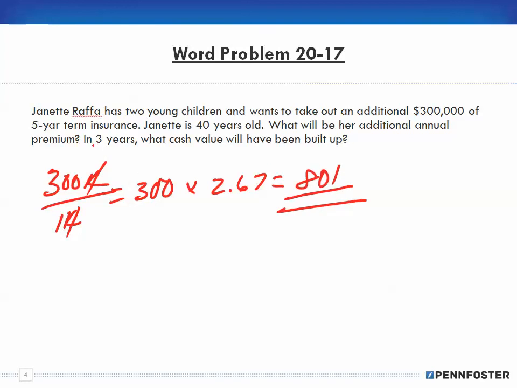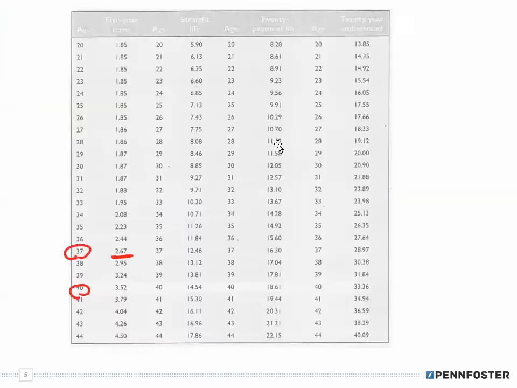Now it asks, in 3 years, what cash value will have built up? Well, the cash value that will have been built up is 0 because there is no cash value for term life insurance. That question is answered in the textbook. So read through that portion of the textbook and you'll see that term insurance does not have a cash value. Okay.